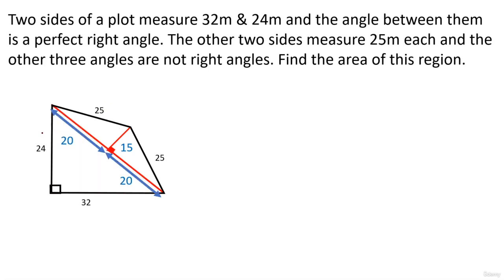Okay, one side is 24, the other is 32. So area is half into base into height. Now look at this upper triangle. For the upper triangle, again the height is 15 and the base is 40. So area is half into 15 into 40. Add these two areas, you get 684 as the required answer. Let's go on further, guys.